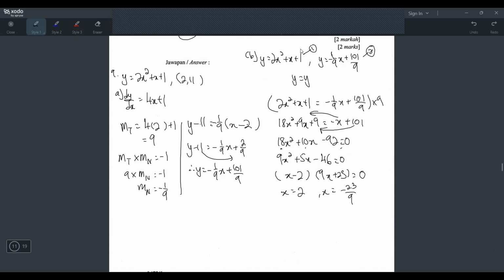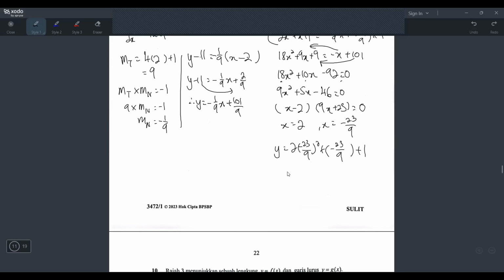Let's use this one. So y equals 2x squared plus x plus 1. So this will be -23 over 9, and this will be -23 over 9, right? If you want to use the other equation, can also. You can do it yourself. You will get the same answer. Okay, now you press calculator.